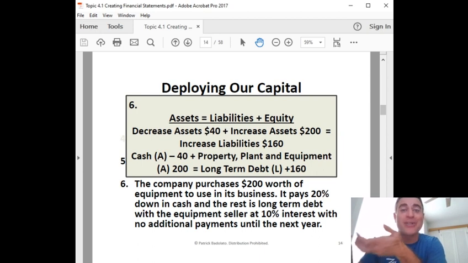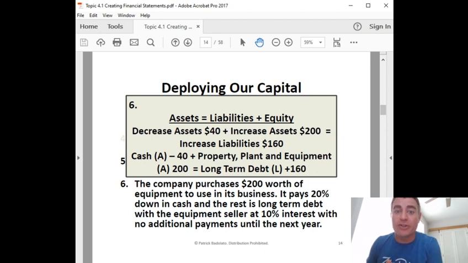But more importantly, we have to represent the economic reality. We have to represent the economic reality that we didn't get the $200 of equipment for just $40. We have an obligation, which is going to be in our long-term debt of $160, or basically the balance. So what do we have here? Yes, we did get equipment. Yes, it's worth $200. We paid $40 in cash at this time for a down payment.